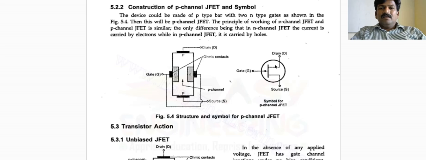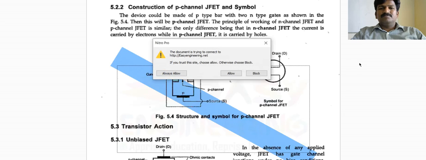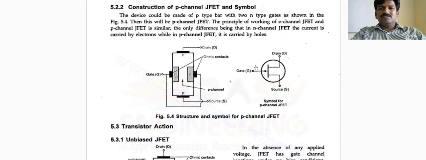Okay, for the p channel MOSFET, I already told you the direction of current of your gate is coming outside. In the p channel MOSFET, you could understand we have the p type substrate as the channel, with n type material diffusing in the p channel.